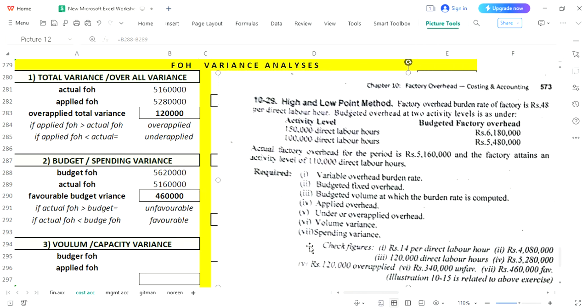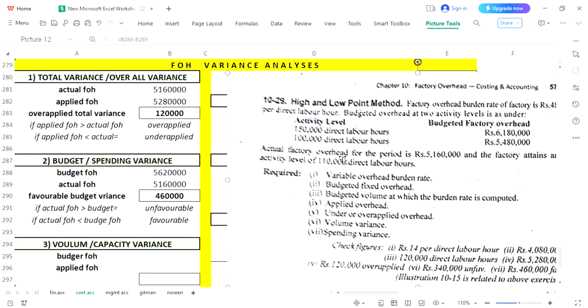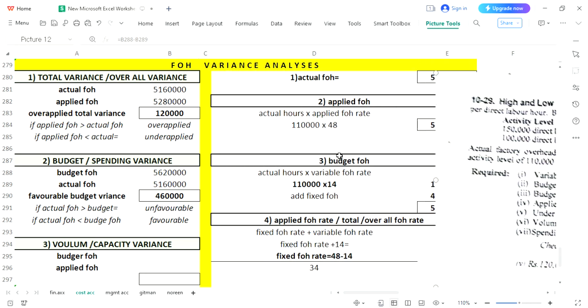Our sixth requirement was budget variance or spending variance, the same thing. No, it's the seventh requirement, please excuse. Seventh requirement, spending variance, is 4,60,000 which is favorable. You can see over here 4,60,000 and it is favorable. Again another answer has been checked out.